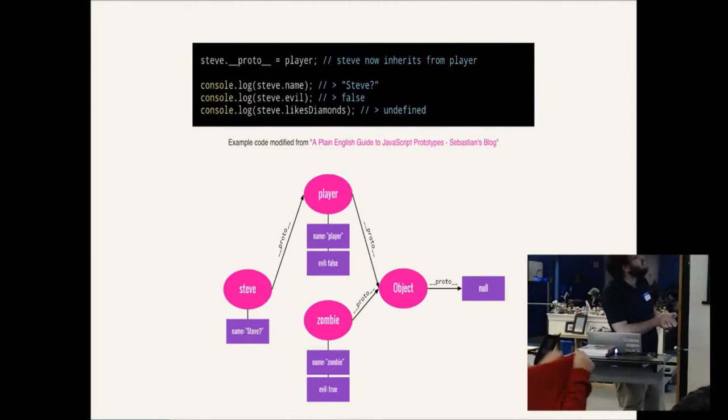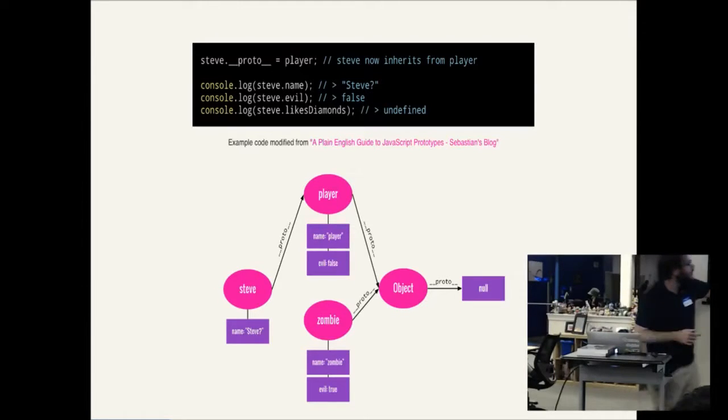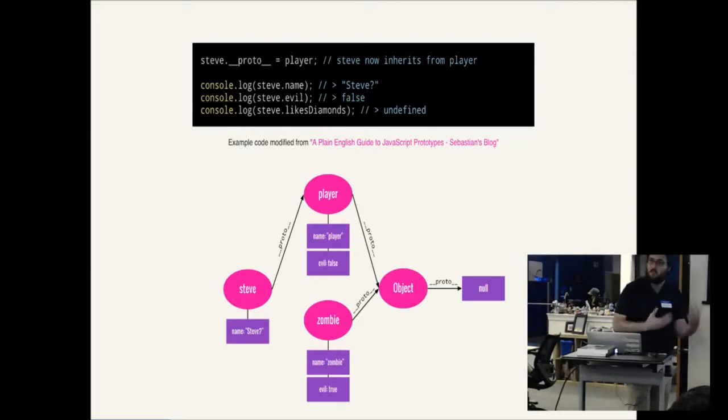But what we can do is we can actually set and change that proto property. So in this first line here, we're setting Steve's proto, which is changing its prototype, to player. So here, Steve was pointing to object, and now we've changed it to point up to player. And why that's interesting is in these next 3 lines. So I'm going to kind of emulate what JavaScript would be doing.